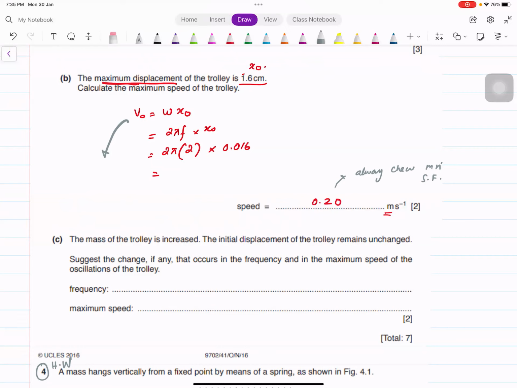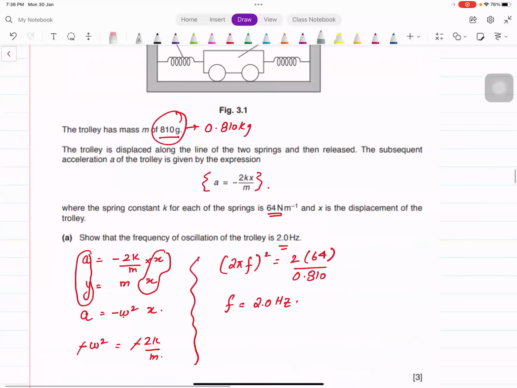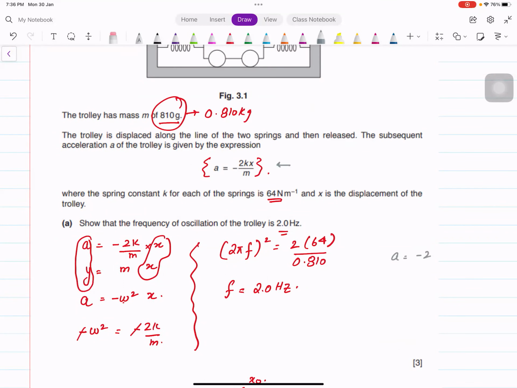No, sir. Okay. Obviously we also need to see the relationship between frequency and speed with respect to this. So it really depends on x naught if the omega is kept the same. But if you go back to the equation they've given us, acceleration is minus 2k x over m. If you realize this, omega squared depends on 2k over m, right?